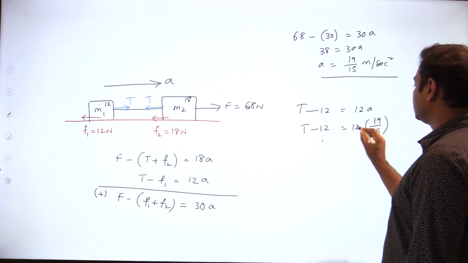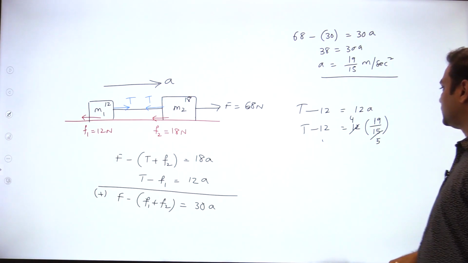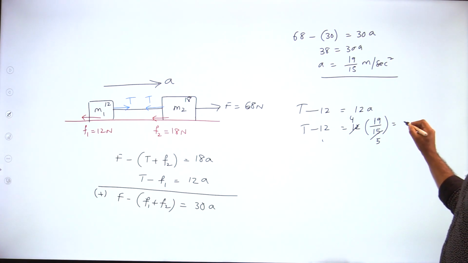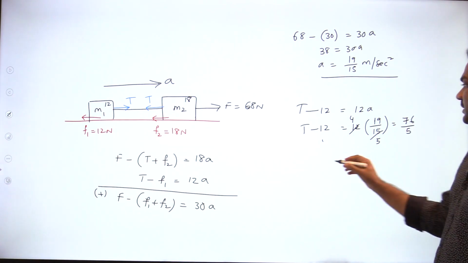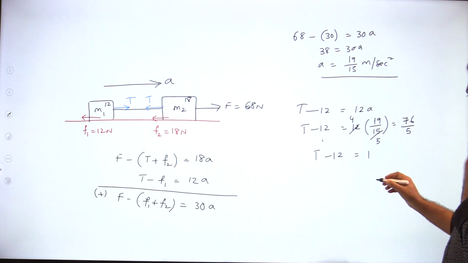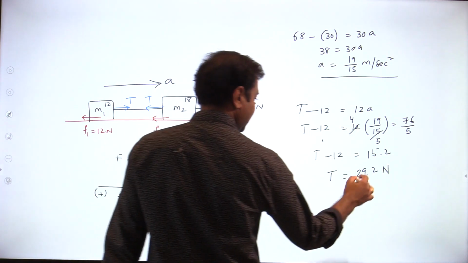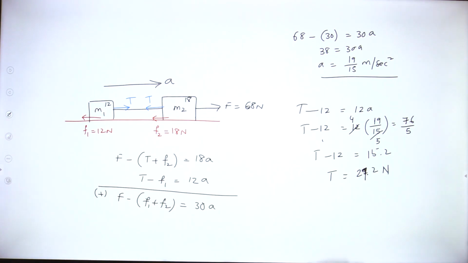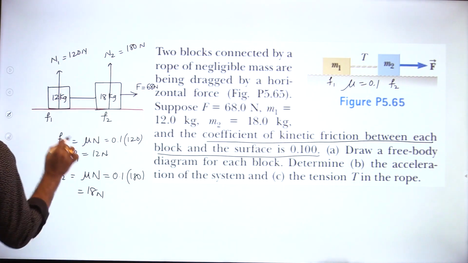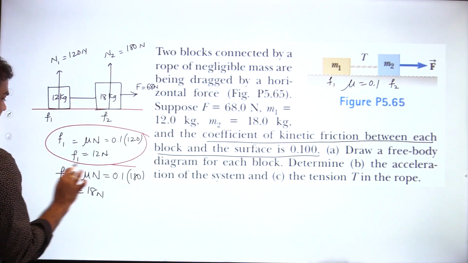19 by 15. 3 4s are 5s are. Then how much will you get? Okay, 36, 76. 76 by 5. Please check my numbers. I'm not good at numbers. 1, 36, 15.2. This is 27.2. 76 by 2, 15.2. And plus 12. It is 27.2 Newton. So these are the friction forces acting on the first block and second block.